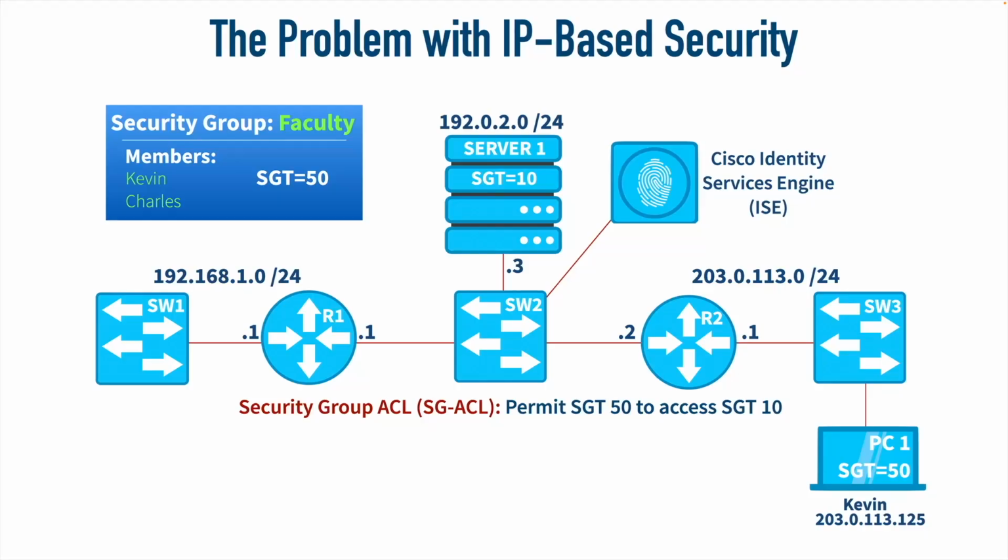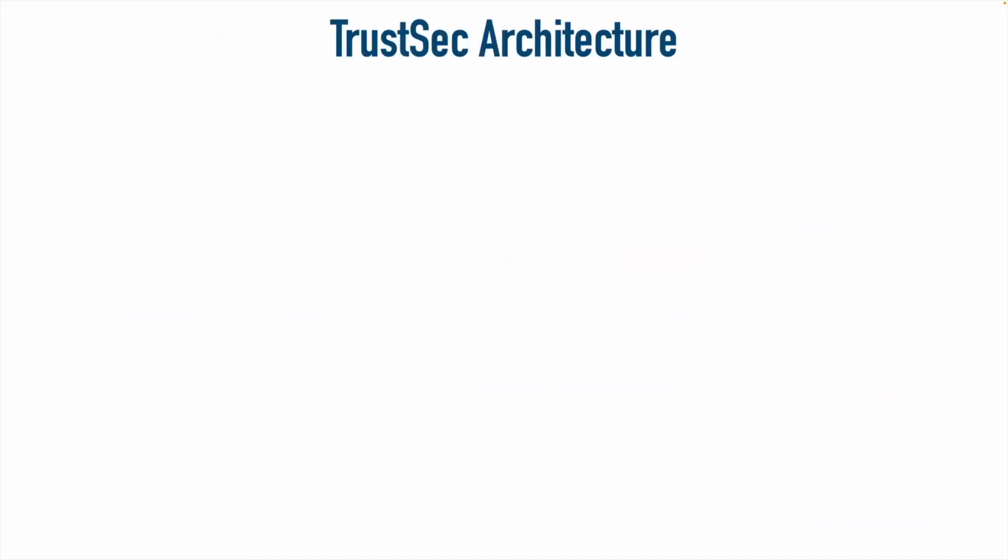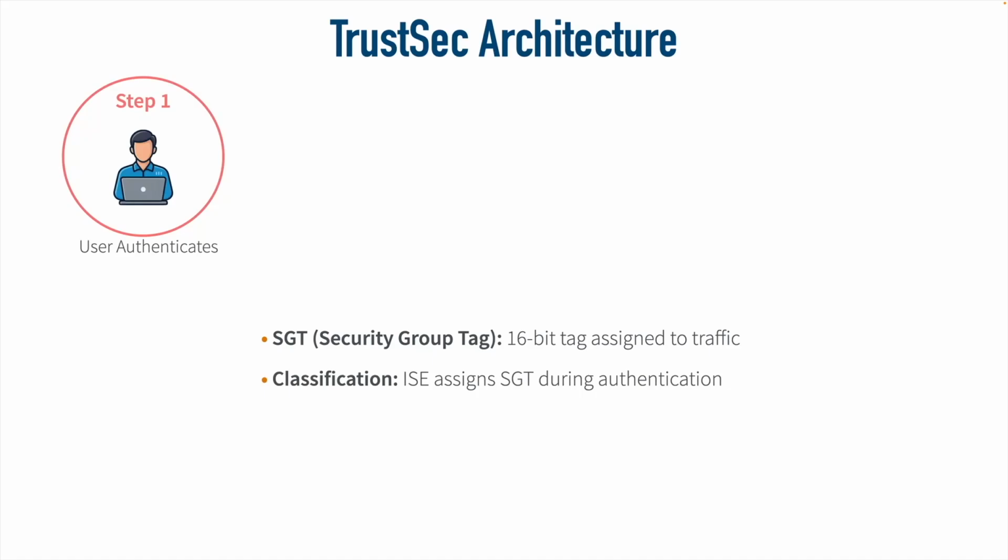Now that we've reviewed this big advantage of TrustSec, let's talk a bit more about how TrustSec works step by step. Recall that it's all based on this security group tag. That is a 16-bit tag that's going to be assigned to our traffic. And TrustSec breaks down into 3 different phases. There is a classification phase, a propagation phase, and an enforcement phase.